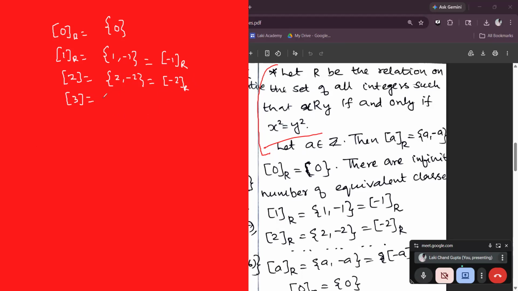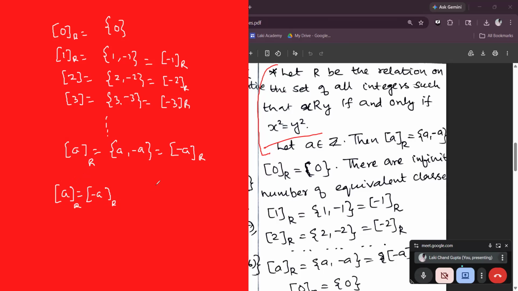For 3, and so on. So in general, what can you write? A and minus A, for all A belonging to the integers, such that A squared equals minus A squared. Right? Understood?